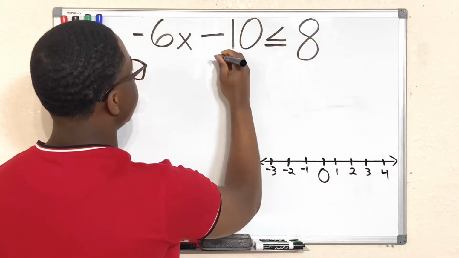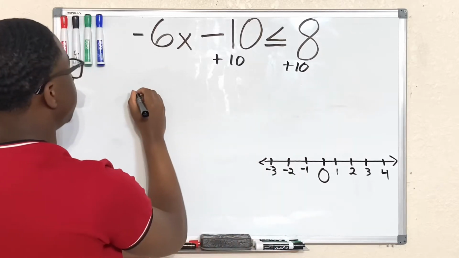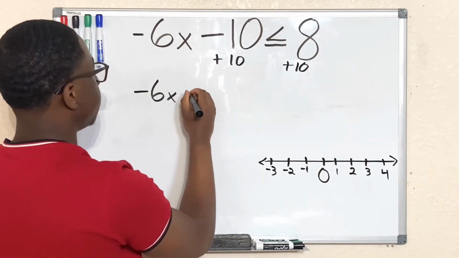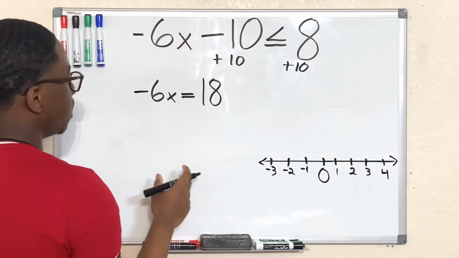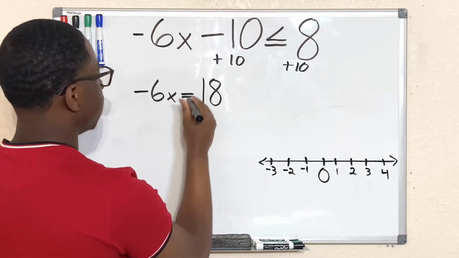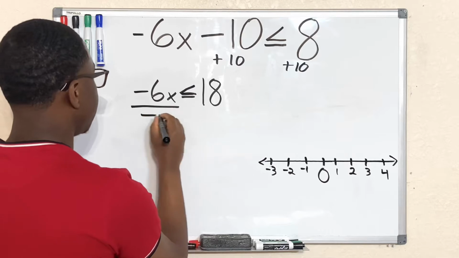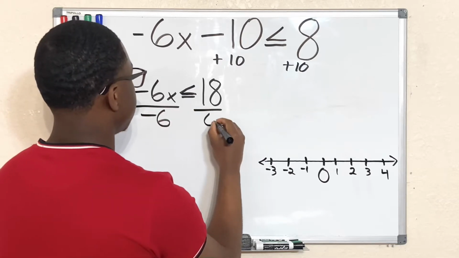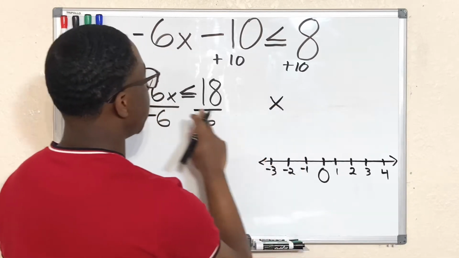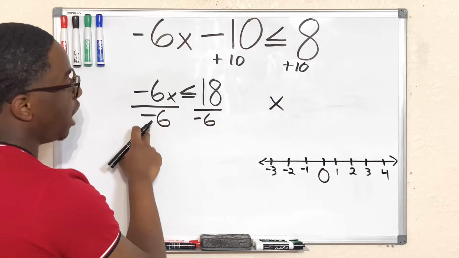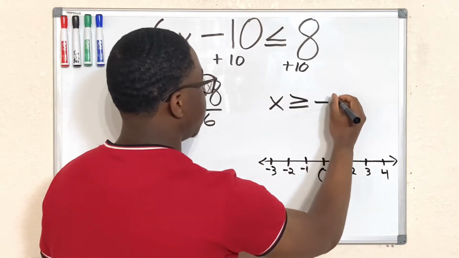So we're going to add 10 to both sides first to get rid of our 10, because the goal is to get x by itself. And we have negative 6x is going to be equal to a positive 18. Now with that being said, we're going to divide by negative 6, and remember, this is a less than or equal to sign. So we're going to divide by negative 6 on both sides. That's going to leave us with x is going to be, now remember, we're flipping the sign because we divided by a negative, x is going to be greater than or equal to negative 3.